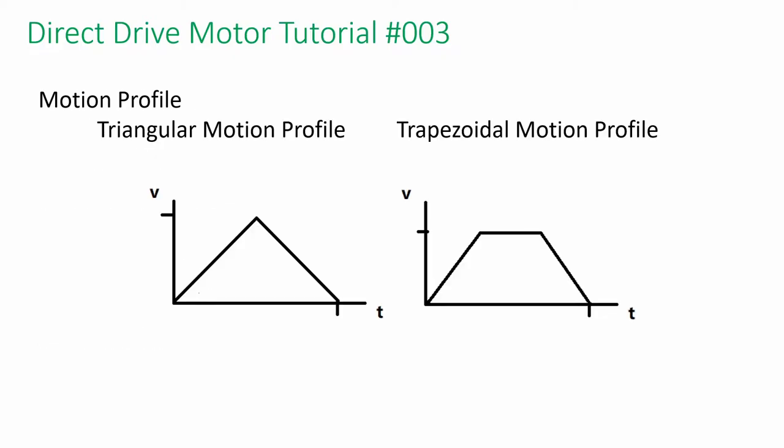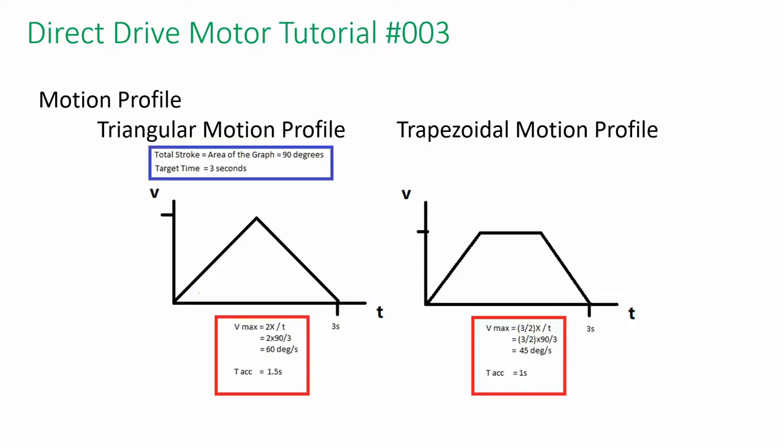There are two basic types. The first type is triangular motion profile. The second type is trapezoidal motion profile. In this example, both target positions are 90 degrees with a traveling time of 3 seconds. Then we can calculate the velocity by using area under the curve. In triangular profile, the maximum velocity is 60 degrees per second. On the other hand, the trapezoidal profile is 45 degrees per second.